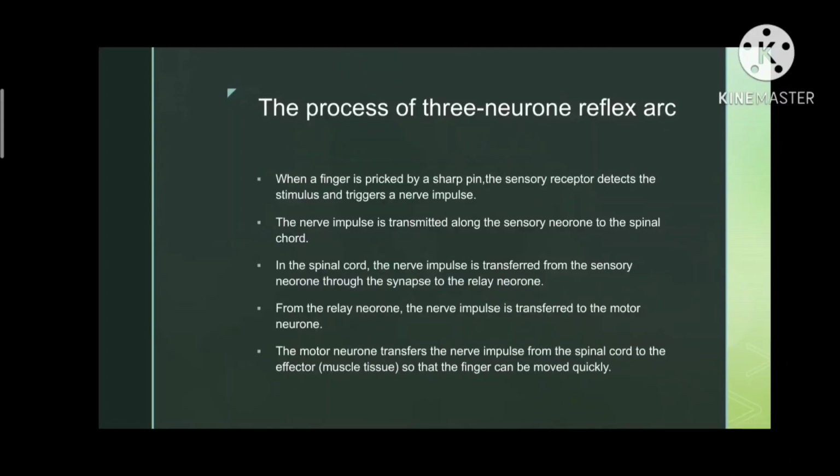So now you can see that there are 3 neurons: the relay neuron, sensory neuron, and motor neuron. And lastly, the motor neuron transfers the nerve impulse from the spinal cord to the effector, that is a muscle tissue, so that the finger can be moved quickly.